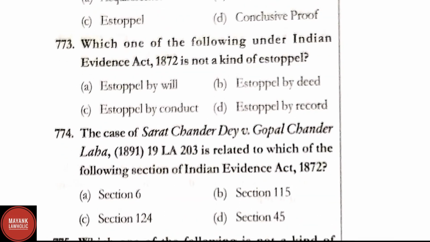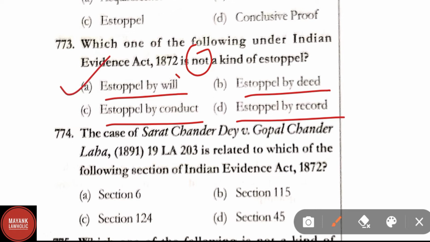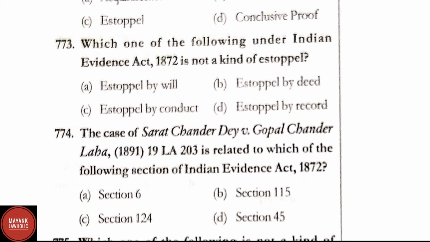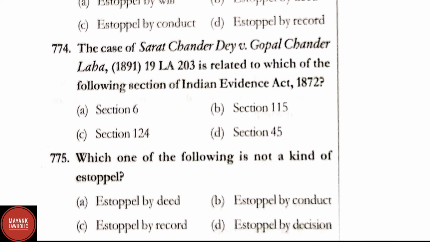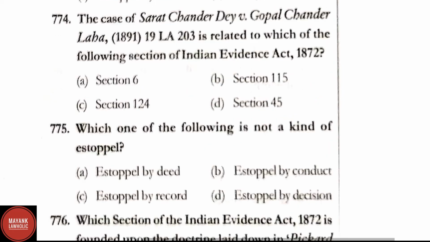Question number 773. Which one of the following under the Indian Evidence Act is not a kind of estoppel? Option A, estoppel by will, estoppel by deed, estoppel by conduct, estoppel by record. Here the correct answer is option A, that is estoppel by will is not a kind of estoppel. Question number 774. The case of Sarat Chandra versus Gopal Chandra Laha 1891 is related to which of the following sections of the Indian Evidence Act? Correct answer is option B, that is section 115 of the Indian Evidence Act.